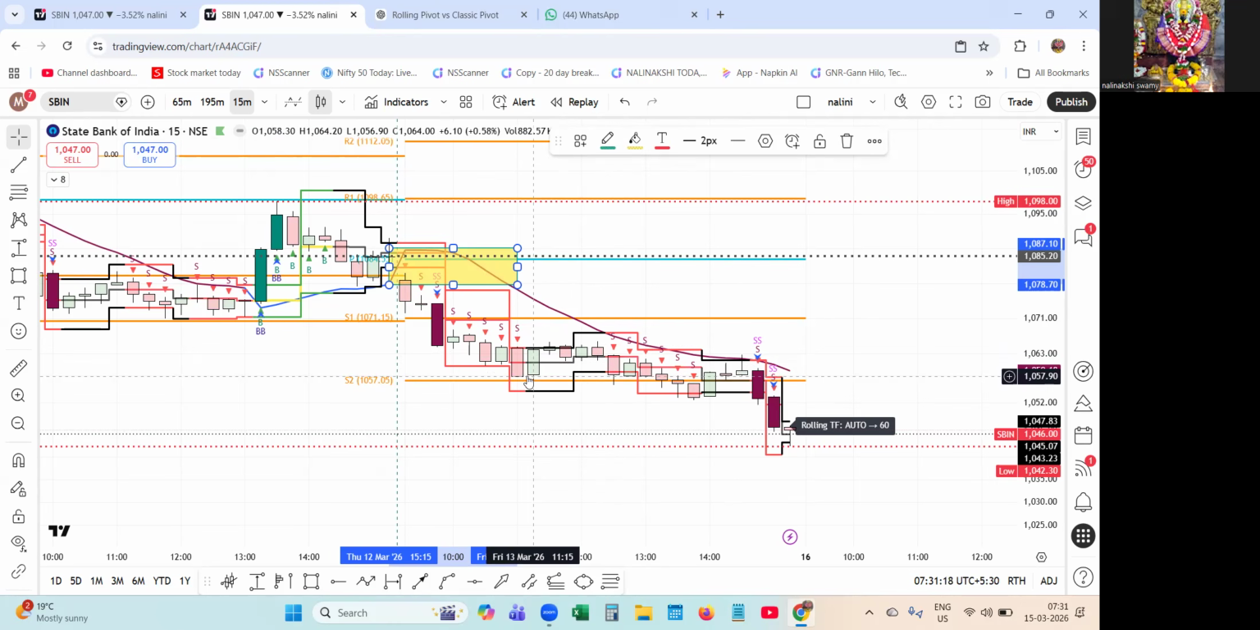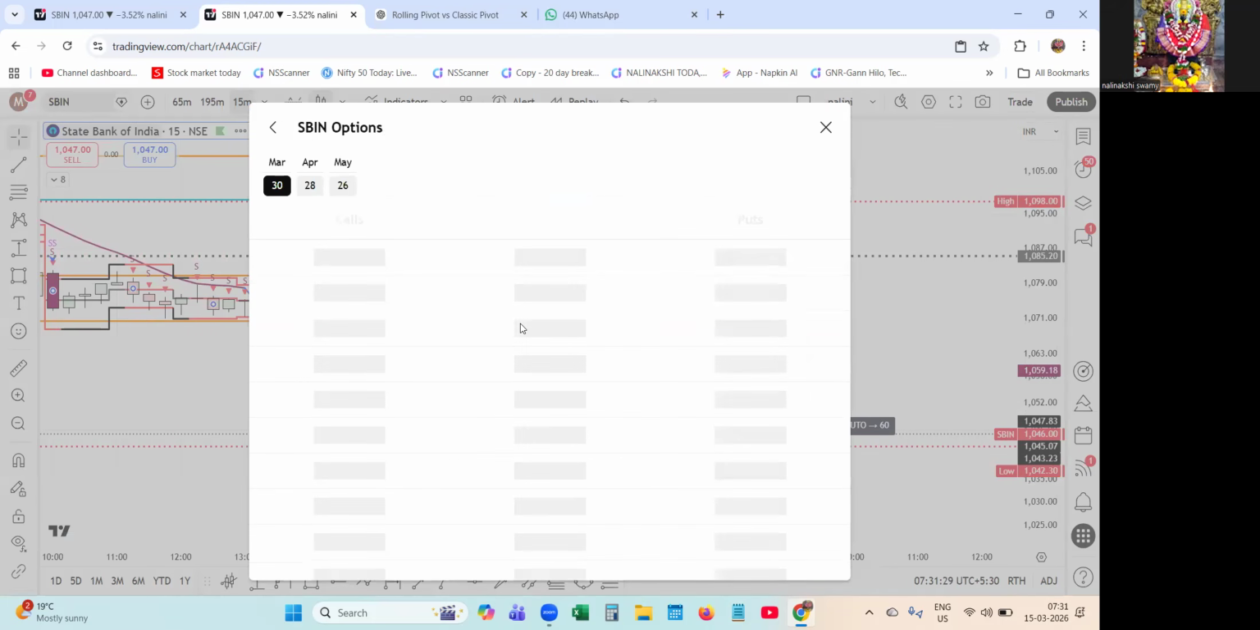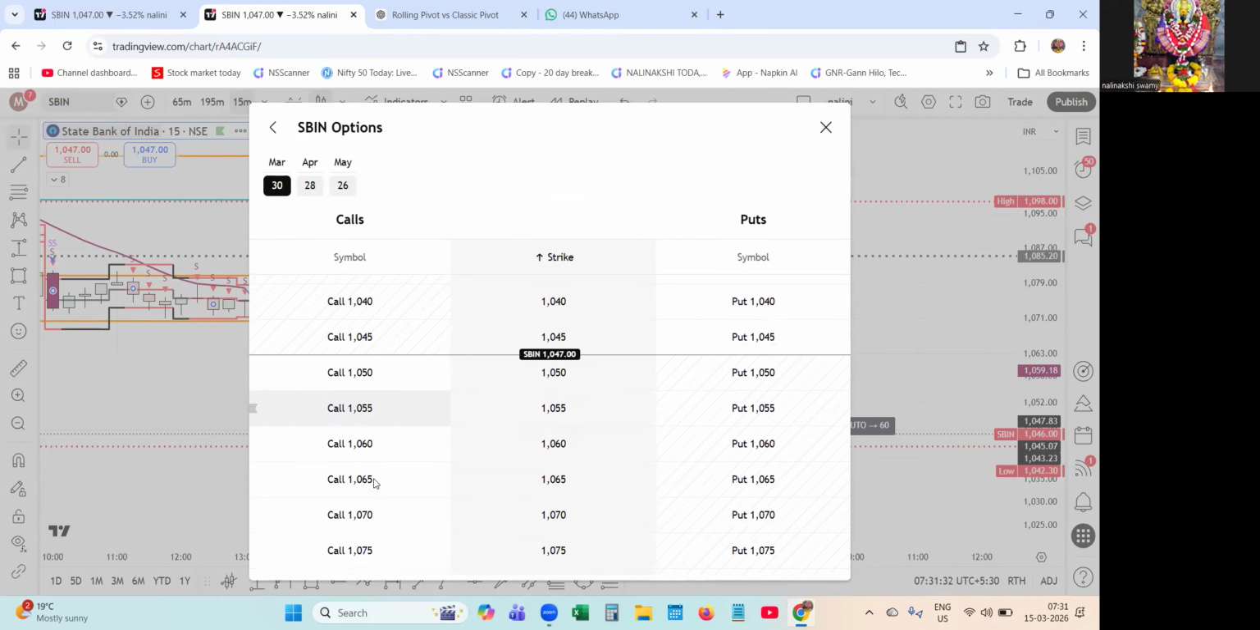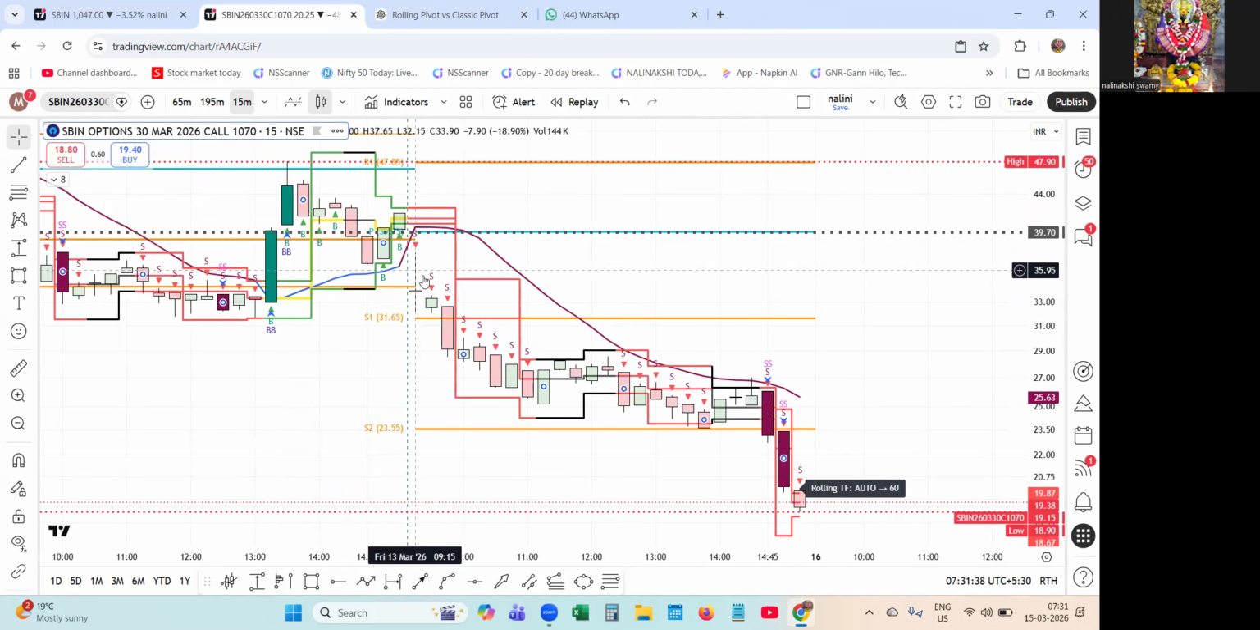Suppose, let us see on this particular day, let us go for the 1070 call option. Okay? 1070 call option. Just see, the market came down. The price was 32 rupees. When it went sideways, it lost all its premium. Finally, it is coming down to 18 rupees. And you can take the stop loss.